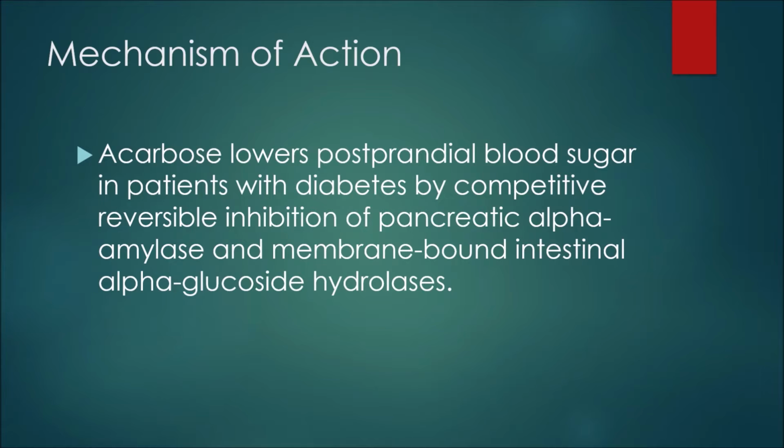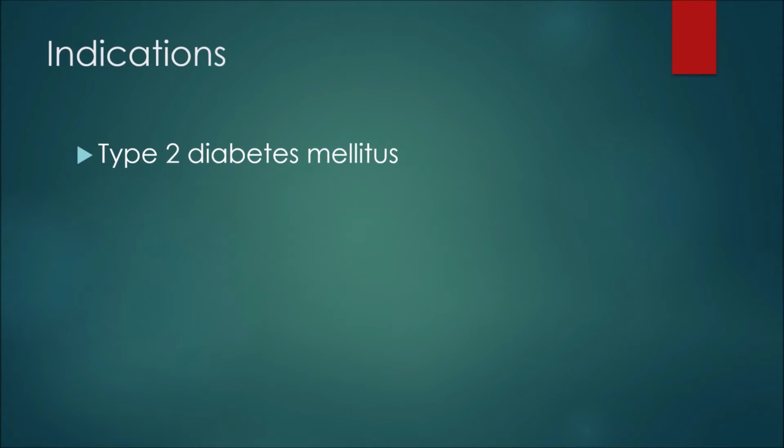So the first thing to discuss here would be the mechanism of action or how this medication works. So Acarbose lowers postprandial blood sugar in patients with diabetes by competitive reversible inhibition of pancreatic alpha amylase and membrane-bound intestinal alpha glucoside hydrolases. In terms of indications or reasons we would prescribe this medication to a patient, we would often see Acarbose used in the treatment of type 2 diabetes mellitus.